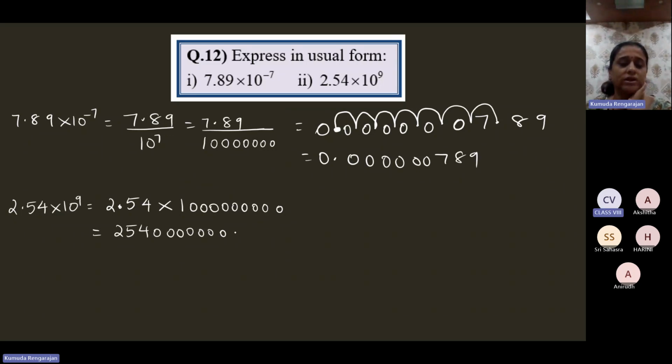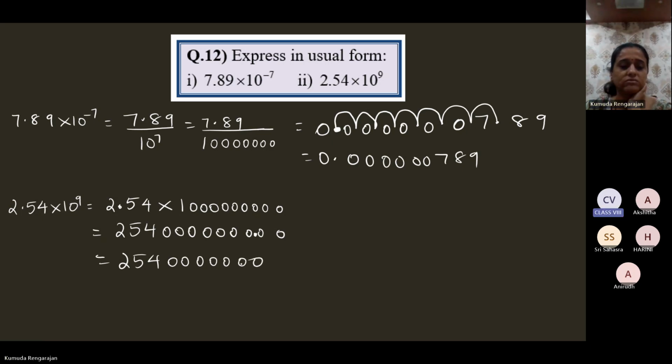When you multiply, what will you get? You will get 254 followed by 9 zeros. Then you'll have to place a decimal point, right? We'll place it here. So the answer is nothing but 254 followed by 7 zeros. Okay.